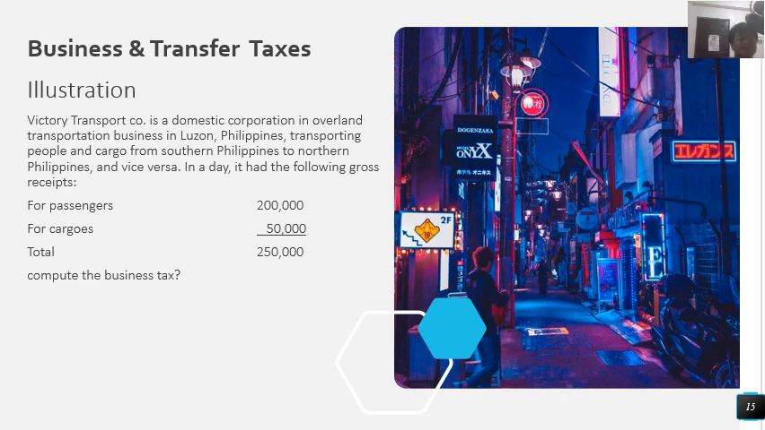So, let's illustrate yung common carrier's tax. Let's apply yung rules na diniscuss natin. Victory Transport Company is a domestic corporation in overland transportation business in Luzon. So, transporting people and cargo from southern Philippines to northern Philippines and vice versa. In a day, it had the following gross receipts. So, passenger, 200,000 pesos. Sa cargo, 50,000 pesos. So, ang total receipts niya sa cargo at saka sa passenger is, of course, 250,000.